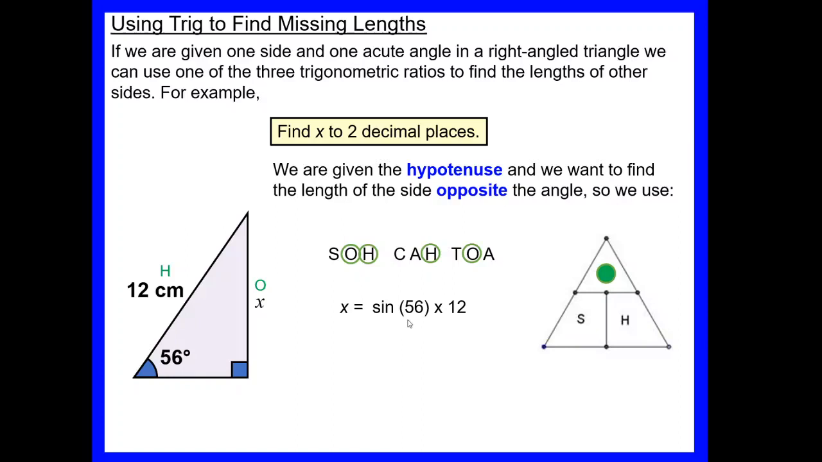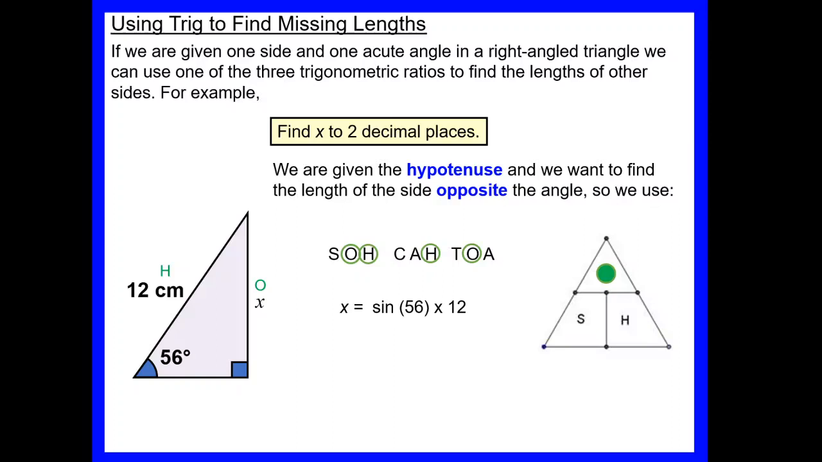Now, when you put this into your calculator, you'll notice that if you press the word sine, it puts in this open bracket already for you. We then put in our 56 and we must close the bracket. That's really important. If we don't close that bracket, we won't get the right calculation. And then we're going to put in times 12, which is the hypotenuse. If you don't put this closing bracket after the 56, your calculator will do 56 times 12 first and find the sine of that answer, rather than doing sine 56 times 12. So do make a note of that and make sure you close those brackets.